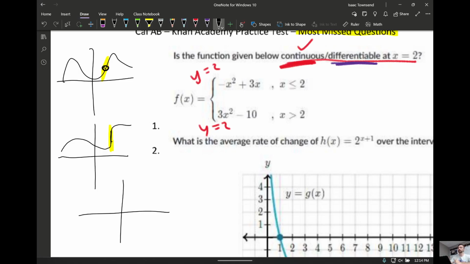And that's the one that we need for this. The limit from the left and the limit from the right approach the same value. That helps you with continuous. That's what we got by plugging in 2 into this and 2 into this.